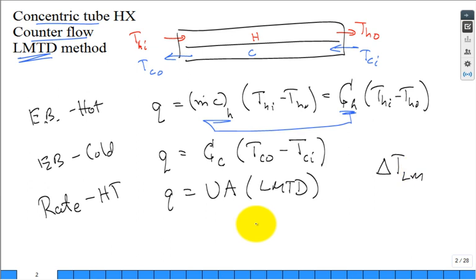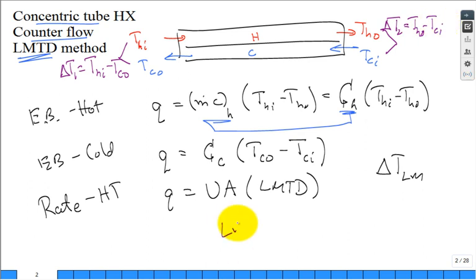And then what is this log mean temperature difference? Well, think about getting a temperature difference on this end. Call it delta T1. It's always going to be the hotter minus the cooler or lower temperature. So temperature hot in minus temperature cold out. And then delta T on the other end, delta T2 is equal to temperature hot out minus temperature cold in. And the log mean temperature difference is the temperature difference one end minus temperature difference the second end divided by the natural log of temperature difference 1 over temperature difference 2.